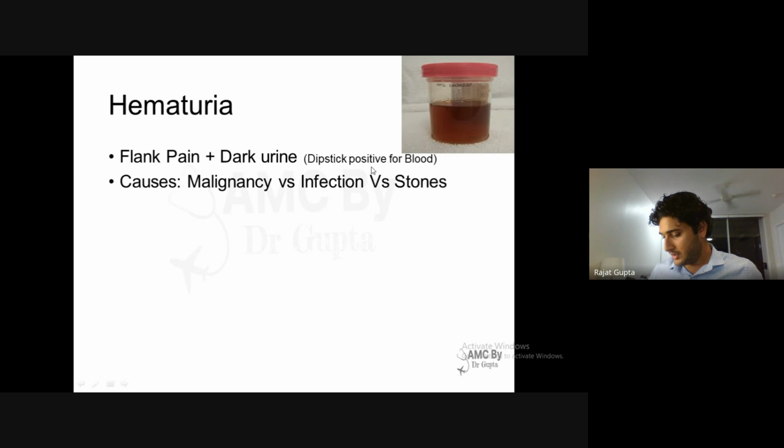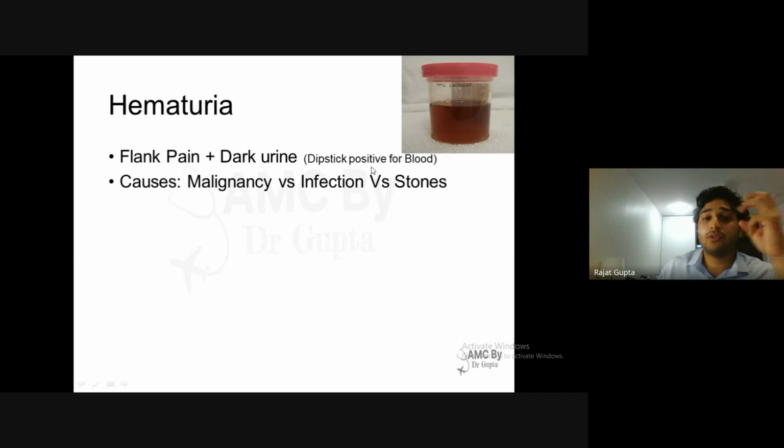Yes, a false positive can be there in cases of myoglobinuria. Okay. So if there is flank pain and hematuria, if it is true hematuria actually, there can be three causes. The first one is malignancy, second is infection, third is stone. What do you think is the most common cause of microscopic hematuria, and what is the most common cause of macroscopic hematuria? Tell me.